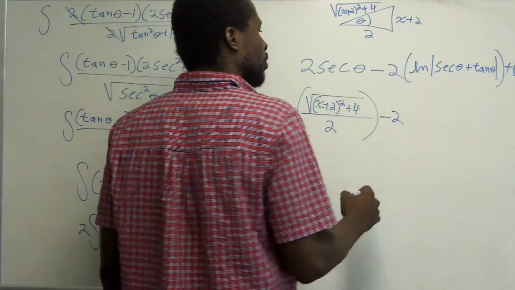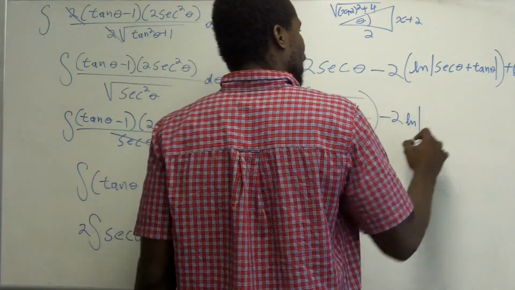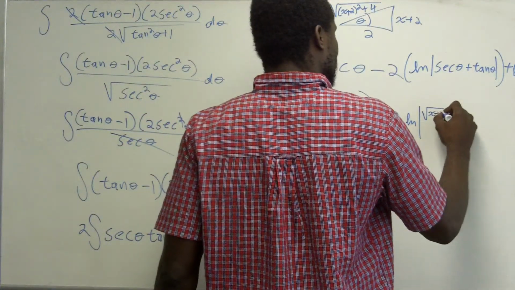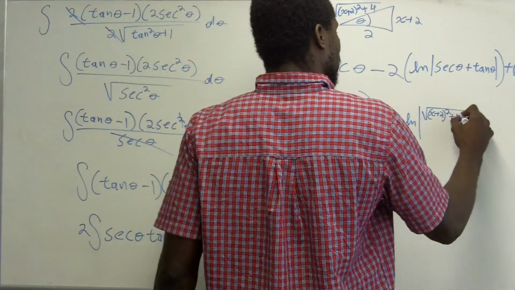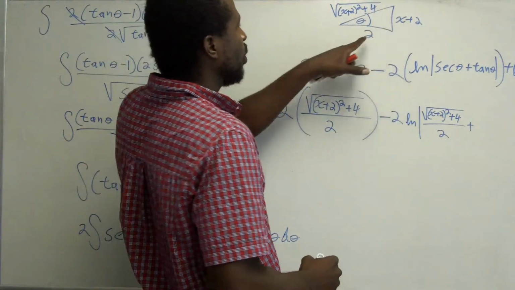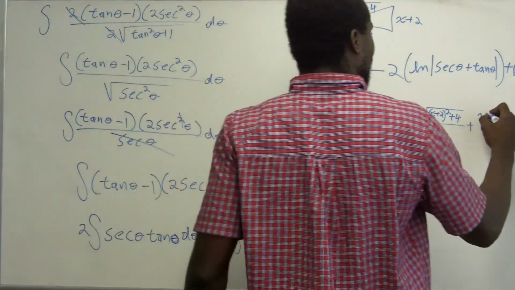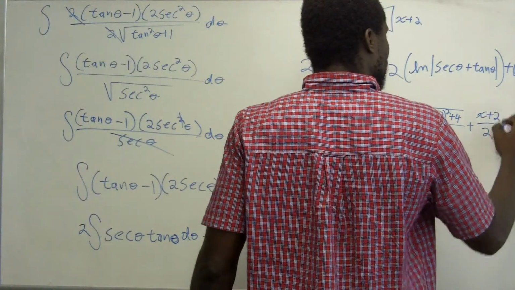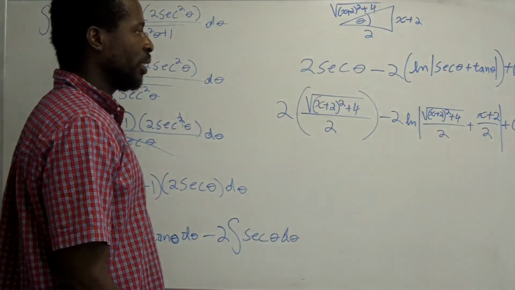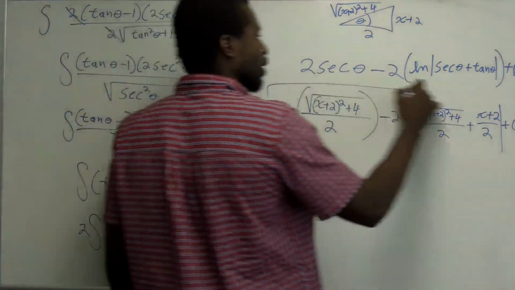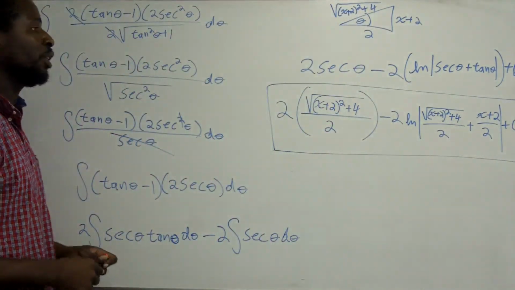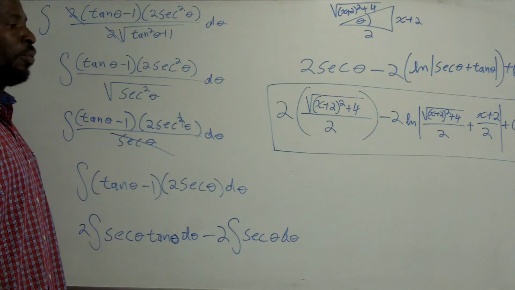And minus 2 times the natural log of the absolute value. Well, once again, we just said the secant was the square root of x plus 2 squared plus 4 over 2, plus the tangent. Well, the tangent is opposite over adjacent. So that's x plus 2 over 2, close that, plus c. So here we have the expression that gives us the antiderivative. So we've integrated using the trig substitution, where we first had to perform completing the square.